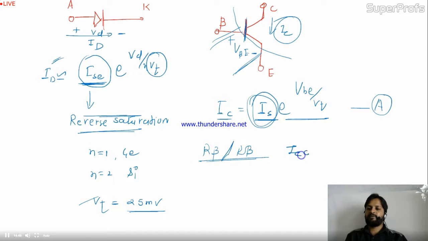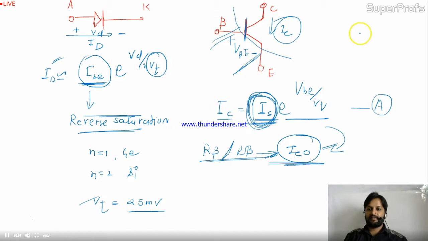One ICO will flow in the circuit due to minority carriers. I think you heard about this in electronic devices and circuits, or in the detailed study of the transistor. So I'll not go deep into this. You have to remember that IS is the reverse saturation current.